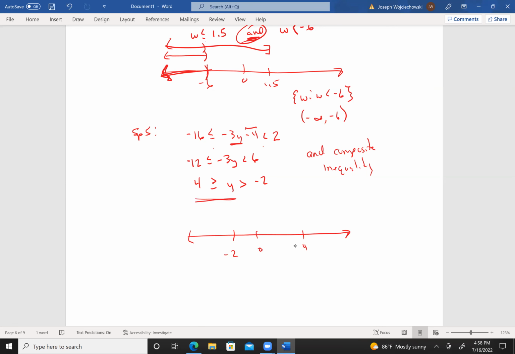Now here, this is saying greater than or less. It's saying y is less than or equal to 4. So I have my equal and I have my less than. And here it's saying y is greater than -2. And those intersect. I can't include -2 because it's not included in the lower one here. But I can include 4, and it's this area here. That's how these work.